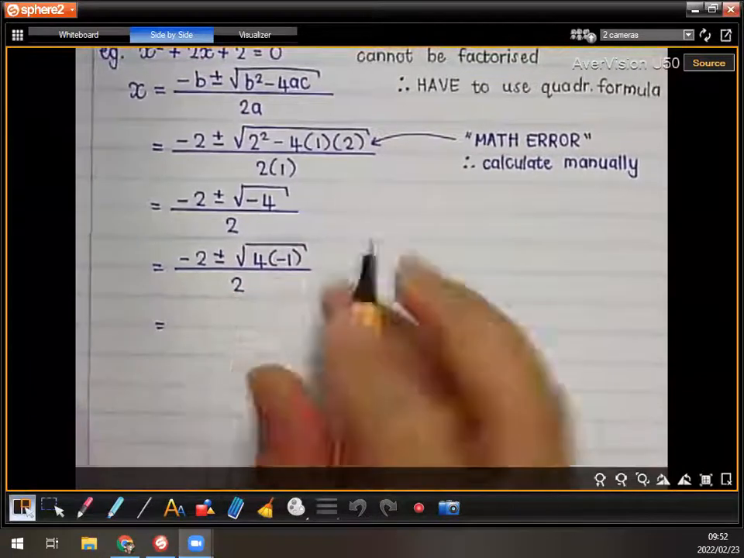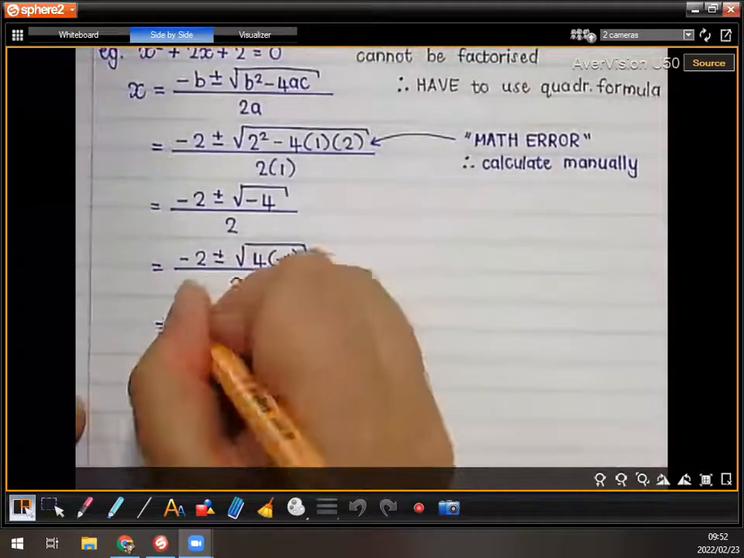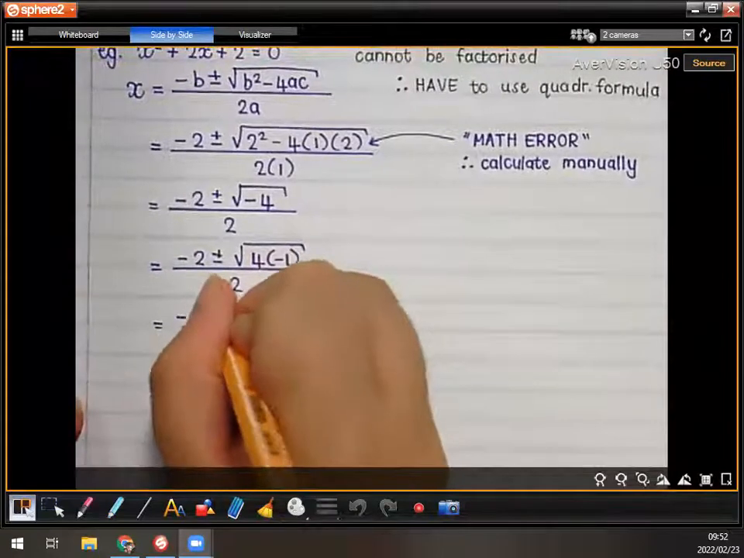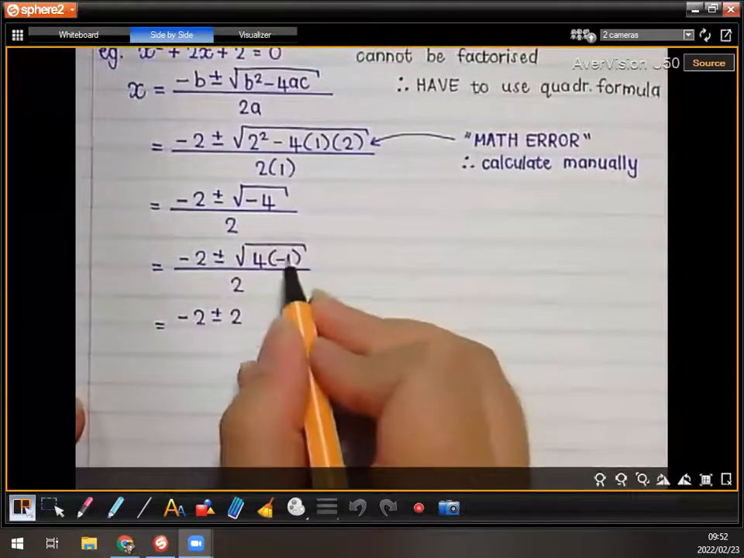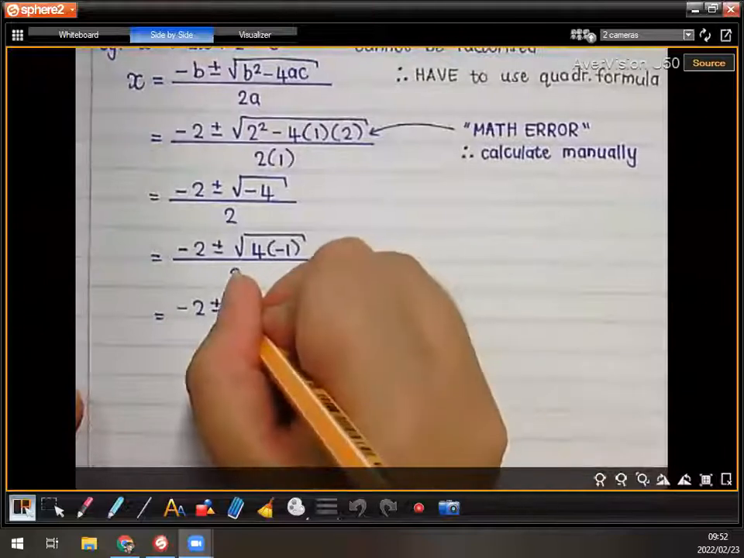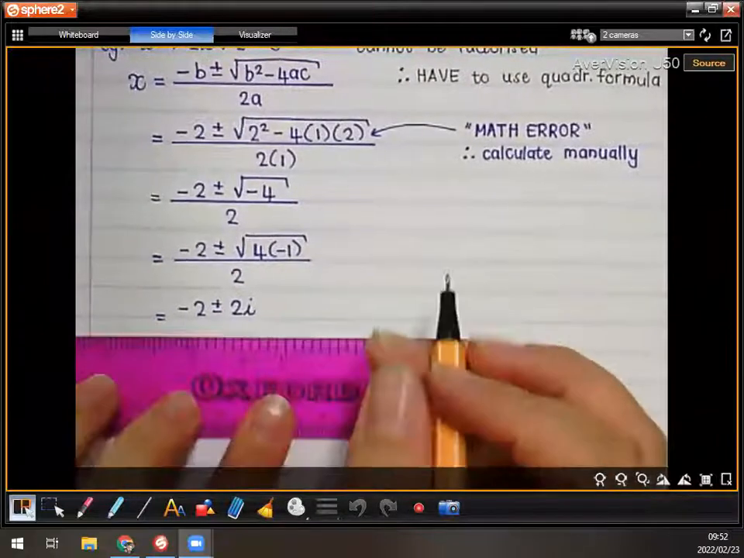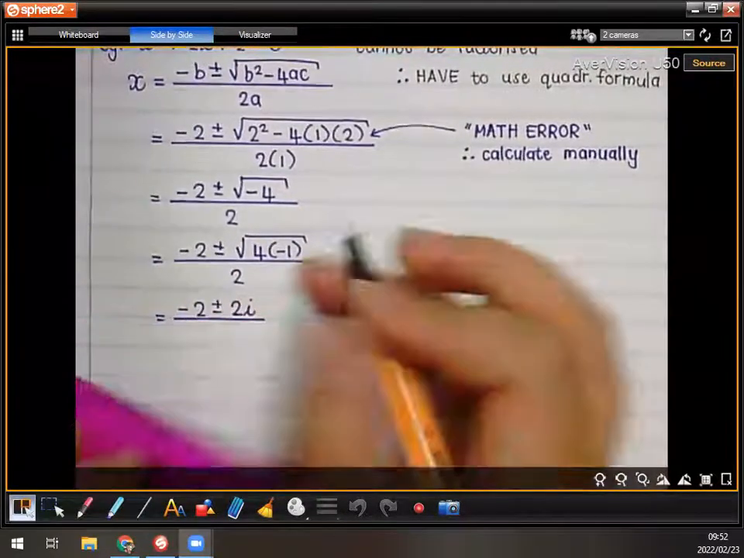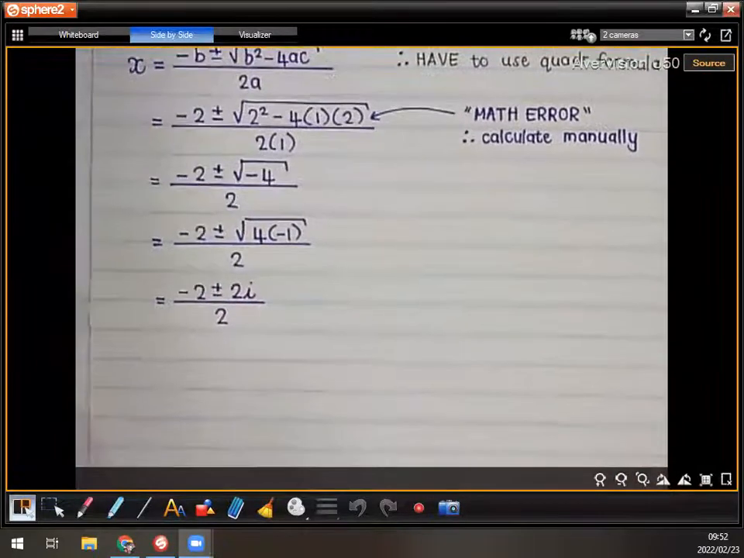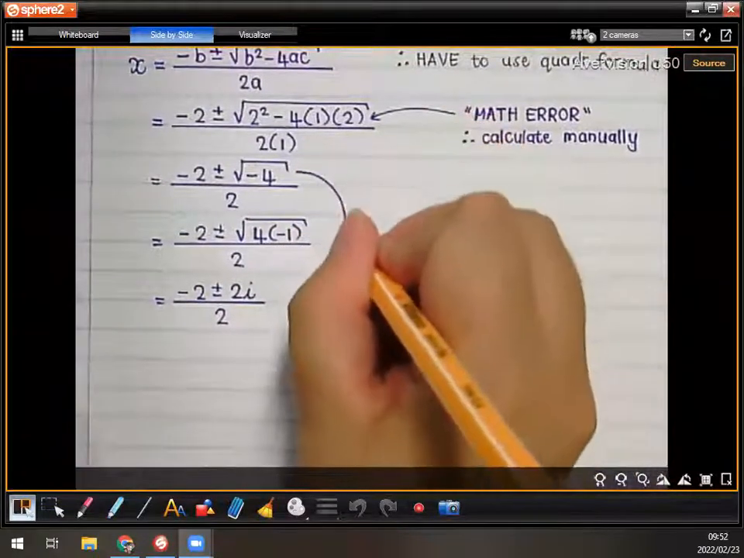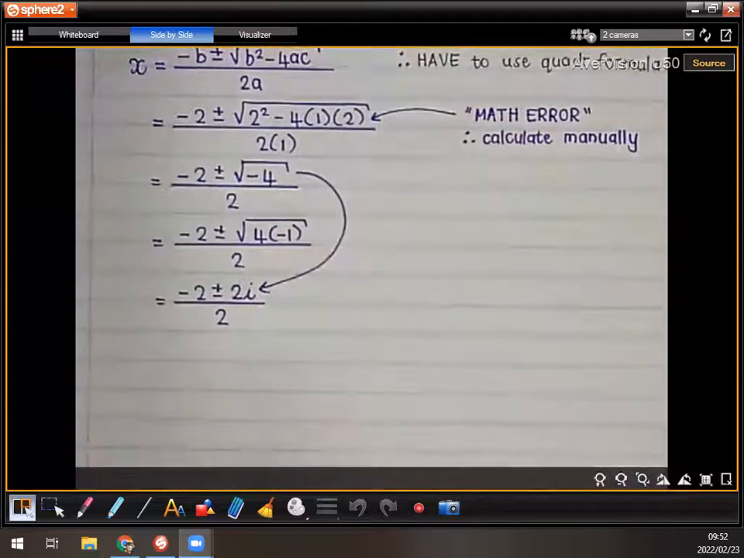Okay, how am I going to simplify this now? What's the square root of 4? 2. So this is going to become 2, and what's the square root of negative 1? i, all over 2. Guys, if you feel comfortable, you can go straight from that to that.